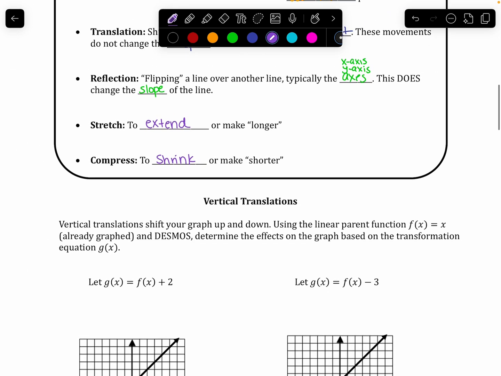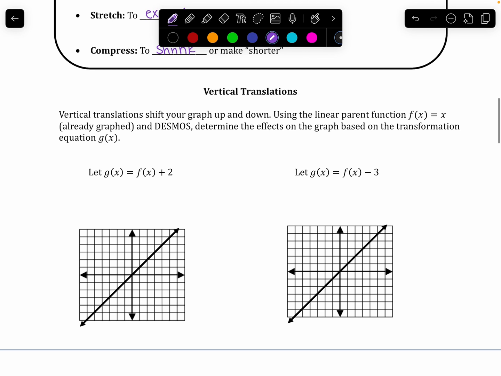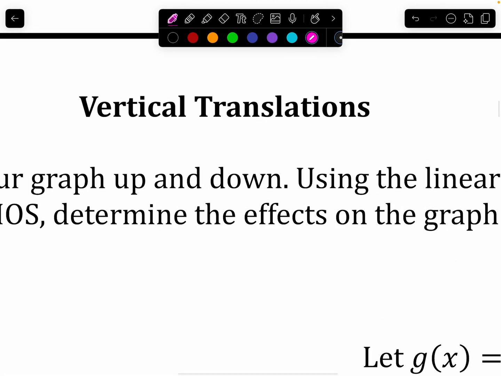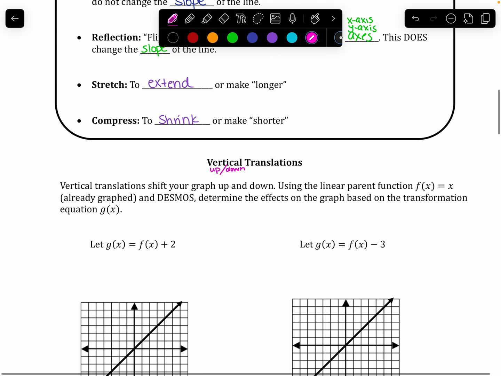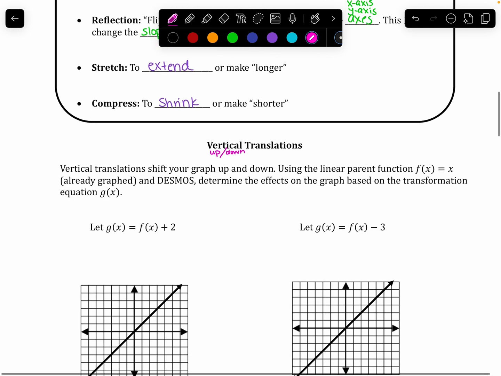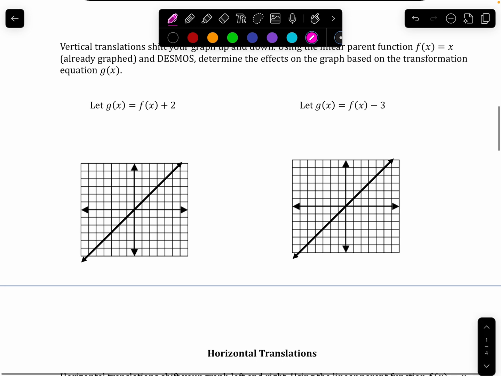Okay. All right, we're going to talk about the easier things first, which are vertical translations. So remember, vertical is up and down. When you think of a vertical translation, I want you to think we are shifting our graph up or down. Those are our only options, okay? So it says vertical translation, shift your graph up and down using the linear parent function f of x equals x, which is already graphed on these graphs below. And in Desmos, I want you to determine the effects on the graph based on the transformation equation g of x.